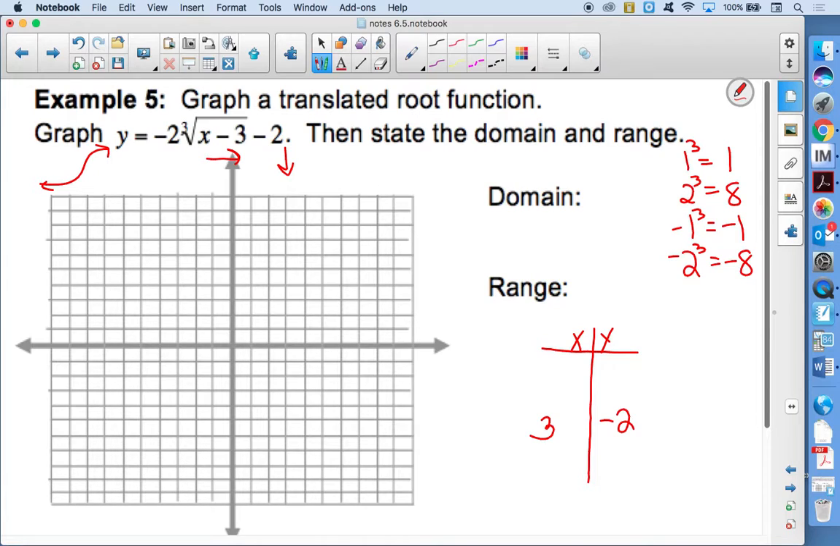So you need to ask yourself, what number minus 3 would give me a 1? Or what number minus 3 would give us an 8? So let's start with the 1. What minus 3 gives us a positive 1? Julia? 4. Julia, what number minus 3 gives us a positive 8? 11. So my two x values would be 4 and 11 on the right side of the graph. Because 4 minus 3 gives us 1, we can take the cube root of 1. 11 minus 3 is 8, and we can take the cube root of 8.